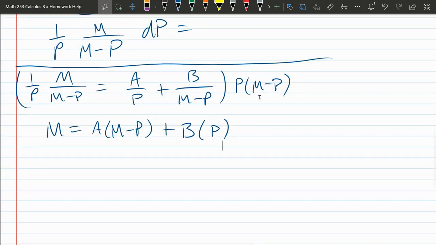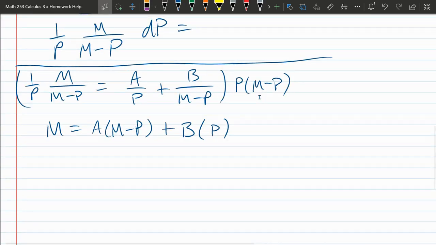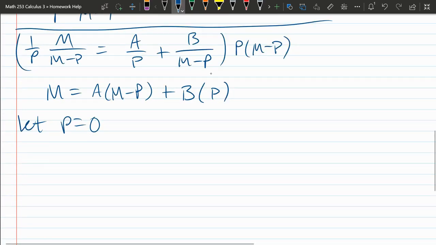All right, remember P is playing the role of x, so we can choose any value we want to plug in for P. There's two smart values to use. One of them is 0, which will turn that into 0. The other one is P equals M, so we get M minus M, and that would turn into a 0. So first up, let's just go easy. Let P equal 0. M equals A times M minus 0, plus B times 0, which is 0. You can also just leave it out because it's plus 0.